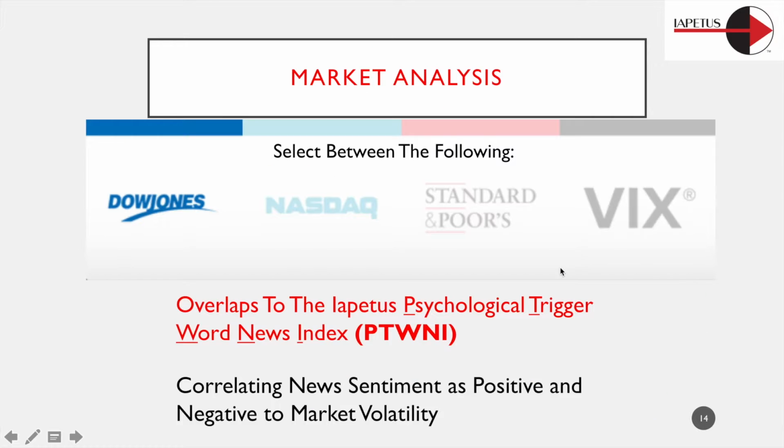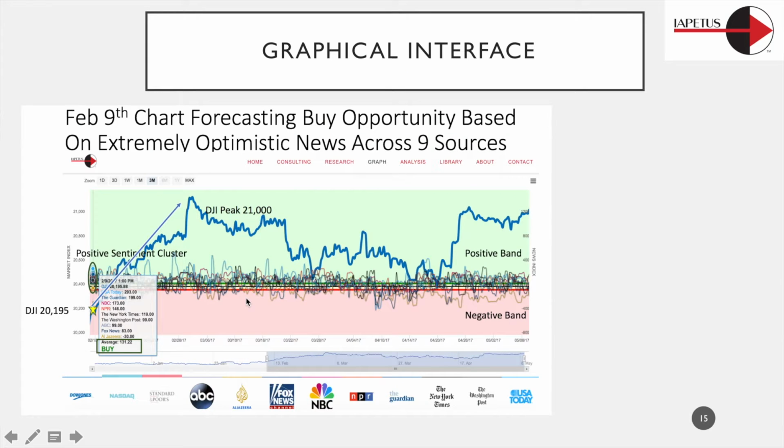Graphical interface, so our website. We do market analysis around the Dow Jones, the NASDAQ, Standard & Poor's, and newly introduced, we added the VIX. So we're overlapping to the Iapetus Psychological Trigger Word News Index, and we're correlating news sentiment as positive and negative to market volatility. So this is a taste. This is what it looks like. So here's an example from February 9th.